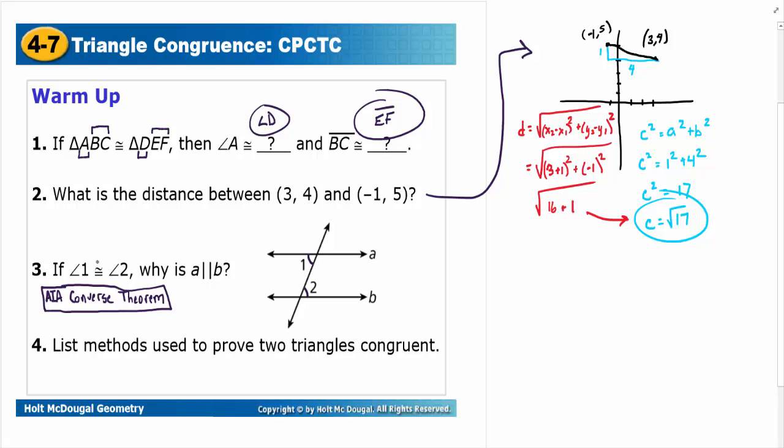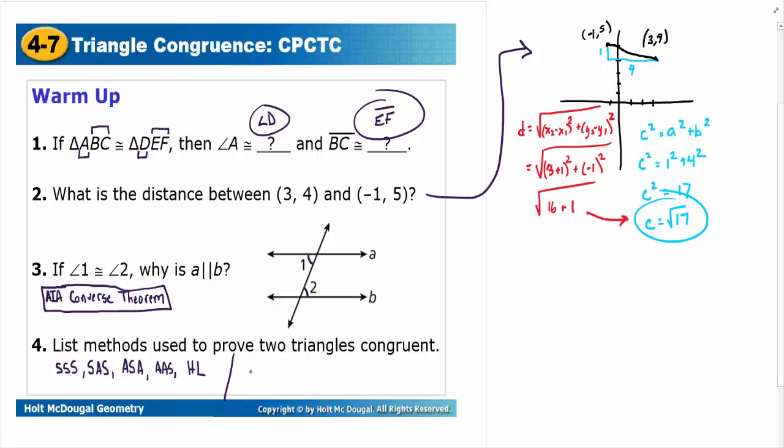So that's number 3. Number 4, list the methods used to prove two triangles congruent. So again, those methods would be side, side, side, side, angle, side, angle, side, angle, angle, angle, side, and hypotenuse leg. Remember, these are the ones that work.